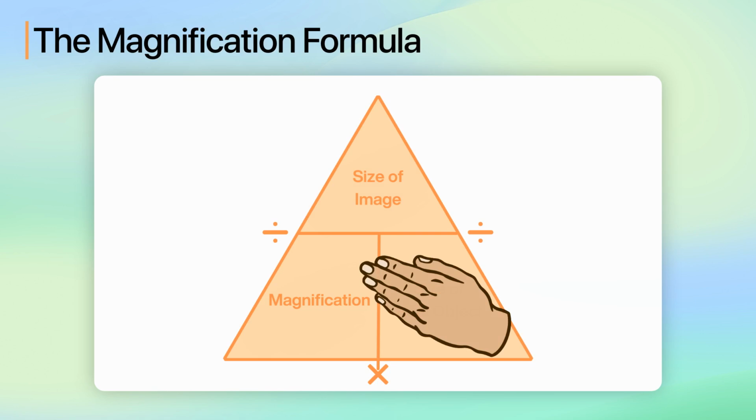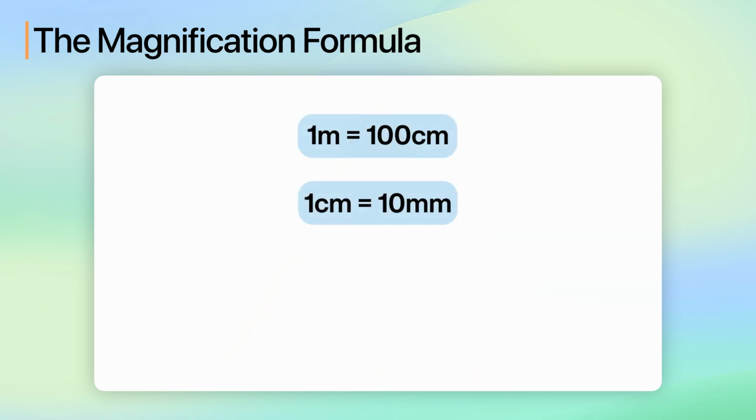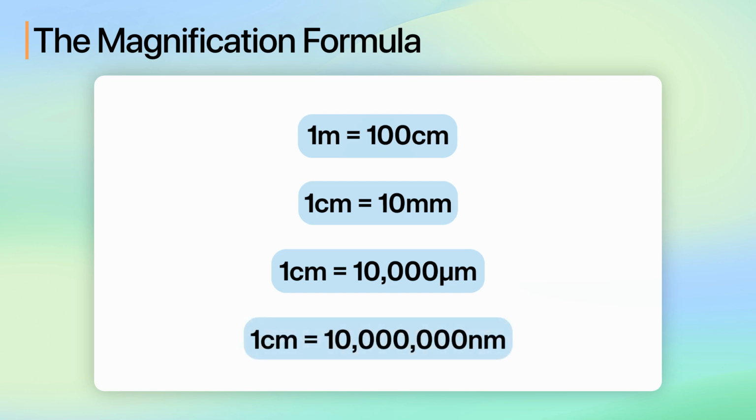Before we apply the formula, it's crucial to ensure that all of your measurements are in the same unit. Microscopic measurements often involve converting between units such as centimetres, millimetres, micrometres, and nanometres. Because of this, let's remind ourselves of the following common conversions. 1 metre is equal to 100 centimetres, while 1 centimetre is equal to 10 millimetres. 1 centimetre is also equal to 10,000 micrometres. Then finally, 1 centimetre is equal to 10 million nanometres.